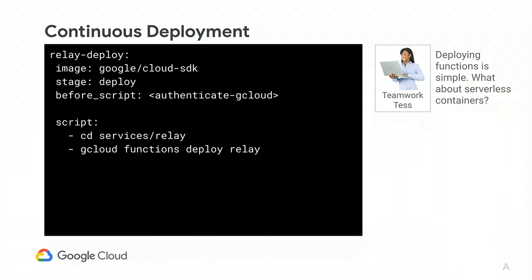And then under the script, we're changing directory into the relay service, and we're running our functions deploy for that cloud function, which probably should be wrapped in a deploy script itself, but it's more clear this way that it is not a very complicated script necessarily.